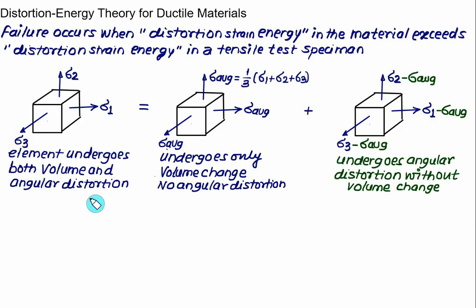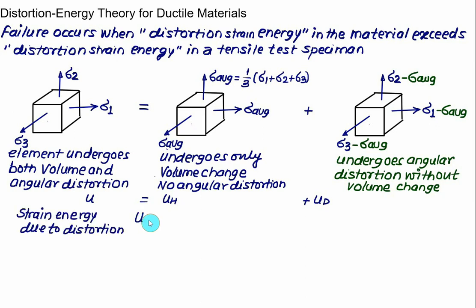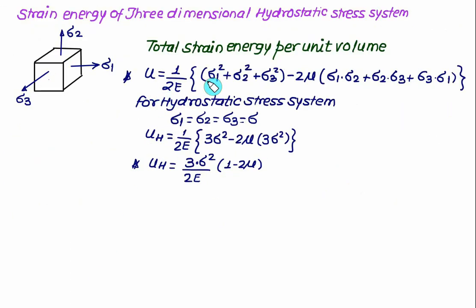So let's say U represents the total strain energy if the element undergoes stresses sigma 1, sigma 2, sigma 3. This value of U is equal to the strain energy due to hydrostatic stress, UH, plus the strain energy due to distortion, which is represented by UD, and we are interested in calculating the value of UD. So the strain energy due to distortion UD is equal to the total strain energy U minus the strain energy due to hydrostatic stress, and we'll substitute for U and UH these equations.